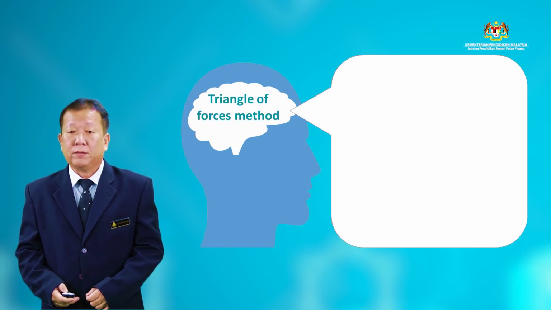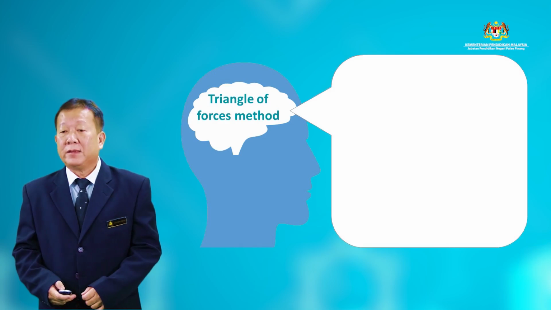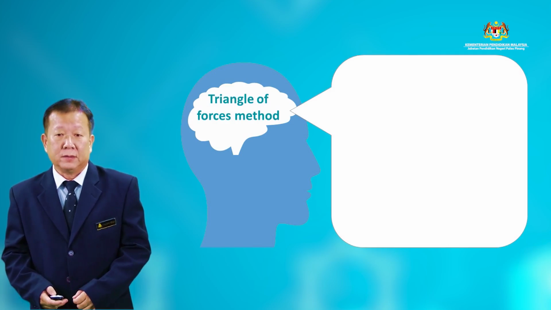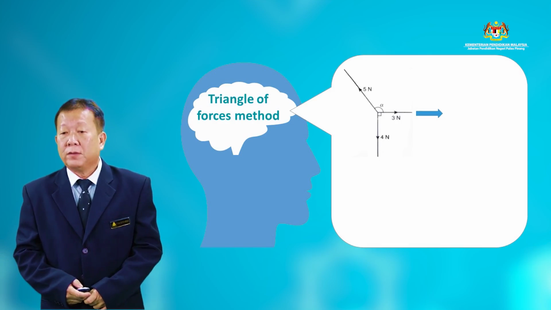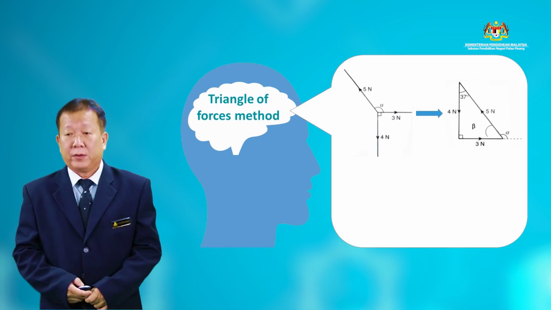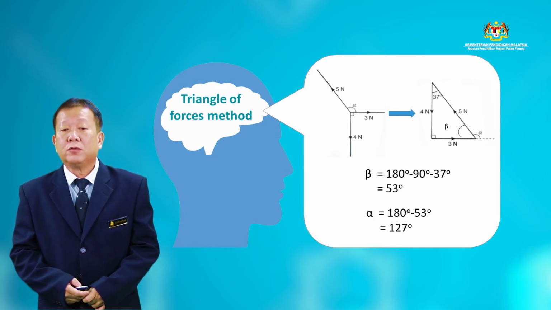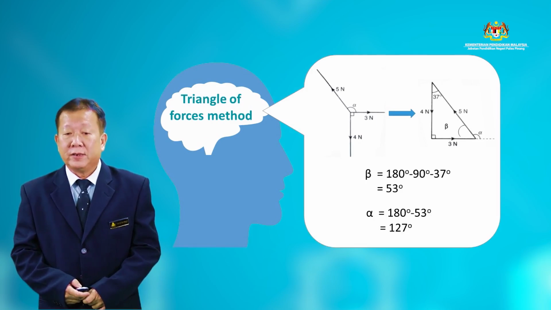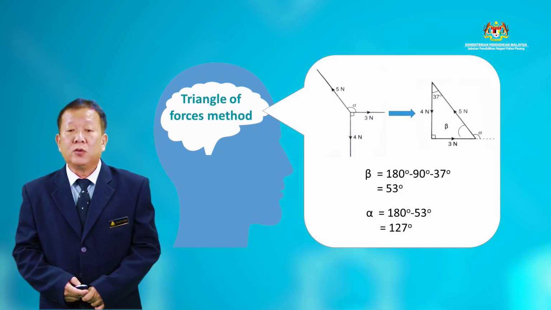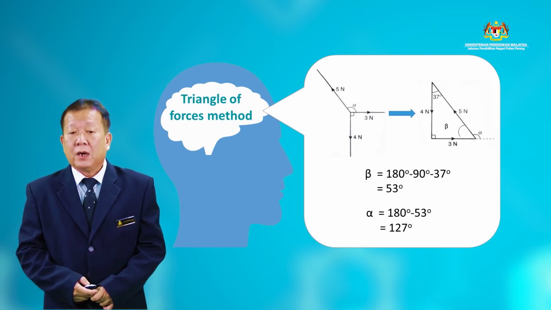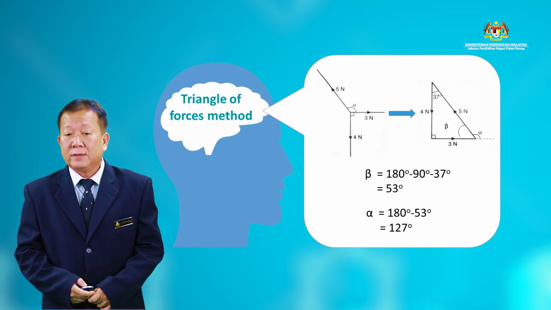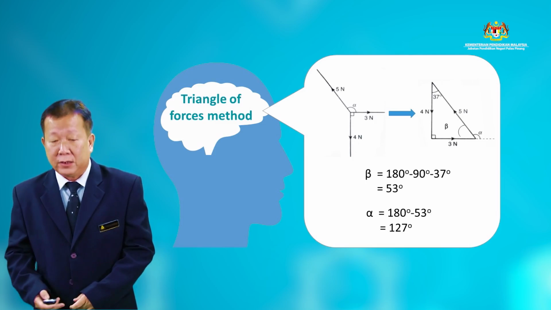First, you can solve the problem by using the method of triangle of forces. A triangle of forces is drawn, and the triangle is solved by using ratios of trigonometry. Beta is equal to 180 degrees minus 90 degrees minus 37 degrees, which is equal to 53 degrees. Alpha is equal to 180 degrees minus 53 degrees, which is equal to 127 degrees.